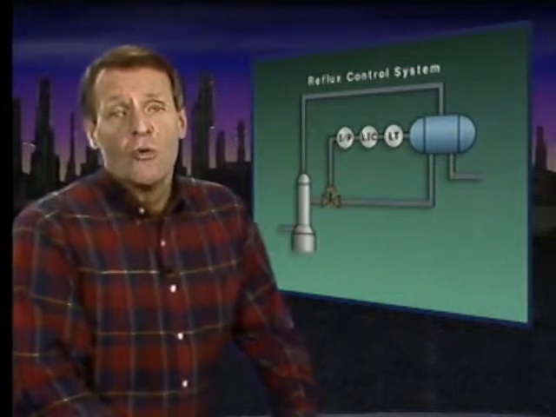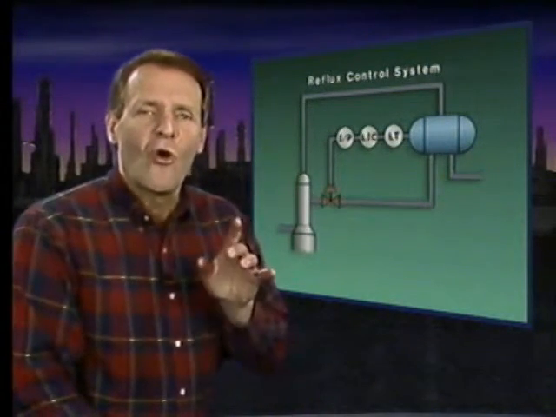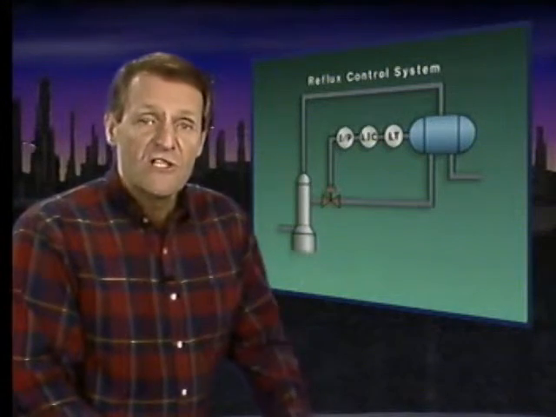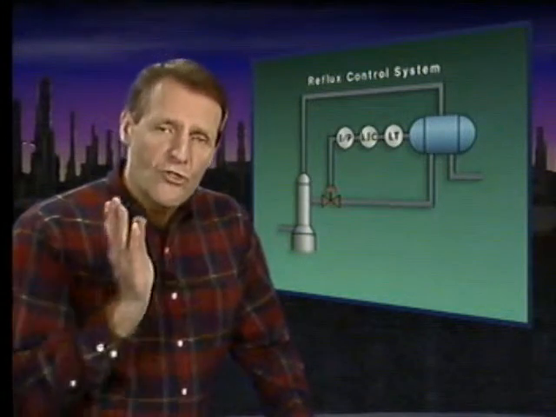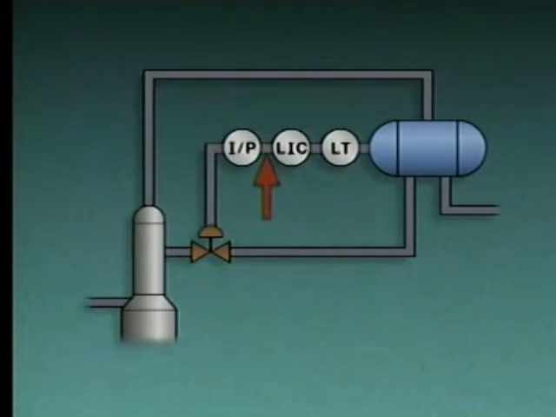Testing the output signal from the controller splits the system in half. If this signal is at the correct value, we've ruled out the transmitter, the controller, and the line between them as possible causes of the problem. If it's not correct, we've ruled out the I to P converter, the control valve, and the line between them.